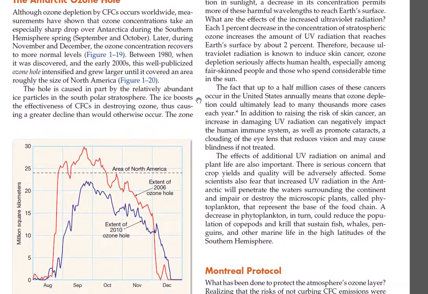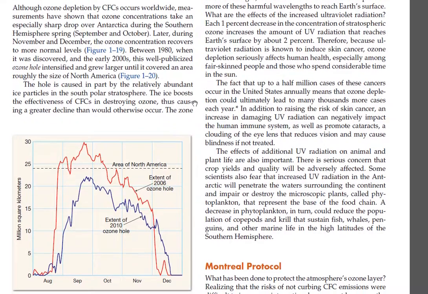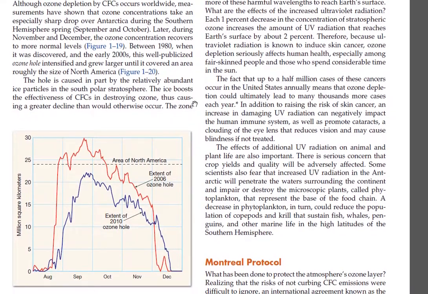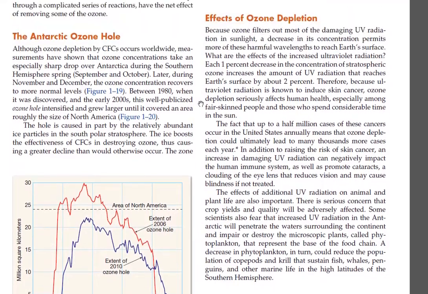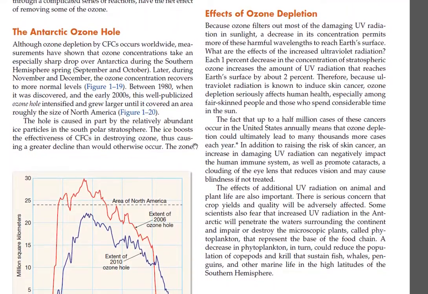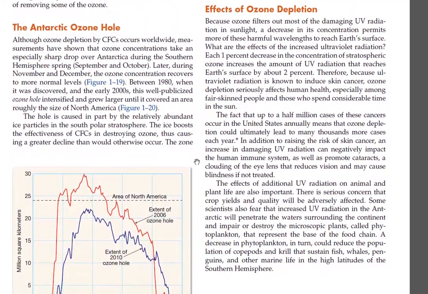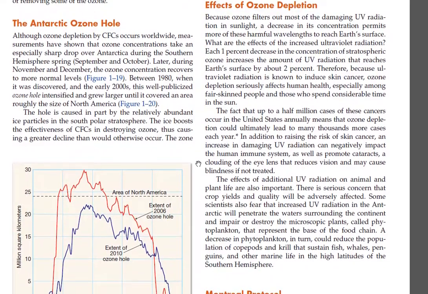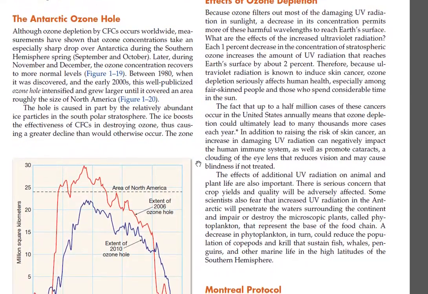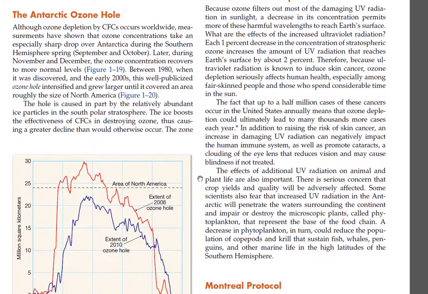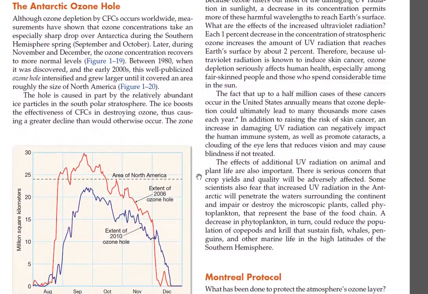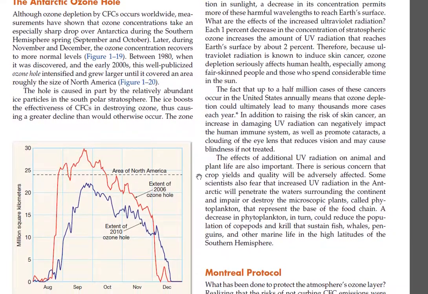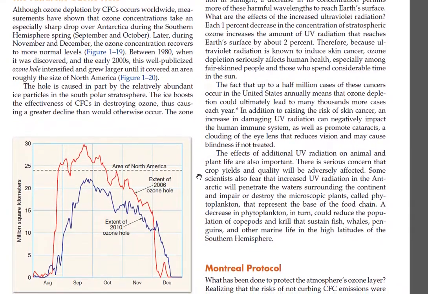In addition to raising the risk of skin cancer, an increase in damaging UV radiation can negatively impact the human immune system, as well as promote cataracts, a clouding of the eye lens that reduces vision and may cause blindness if not treated. The effects of additional UV radiation on animal and plant life are also important. There is serious concern that crop yields and quality will be adversely affected.